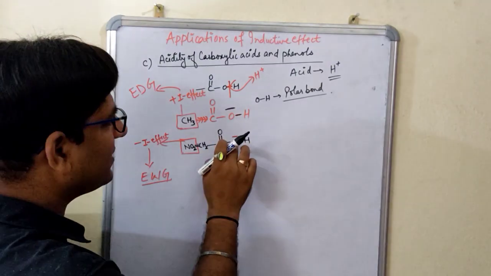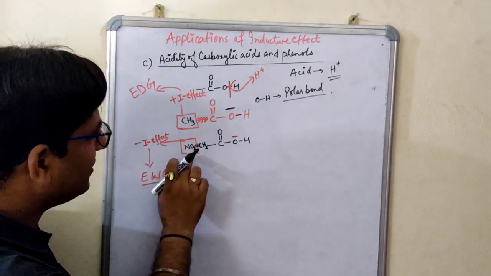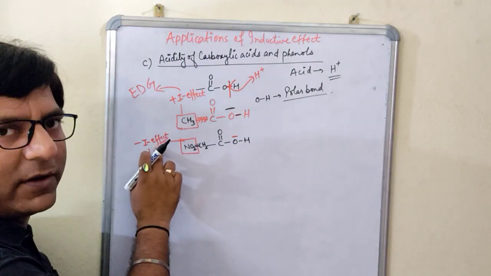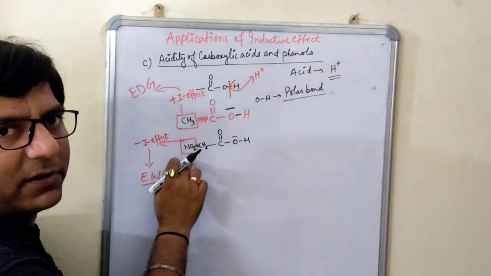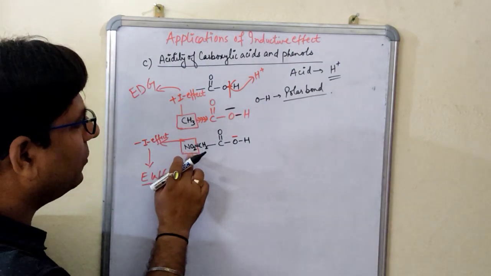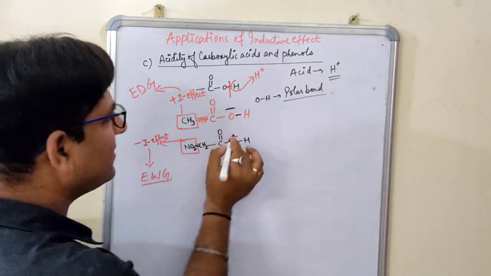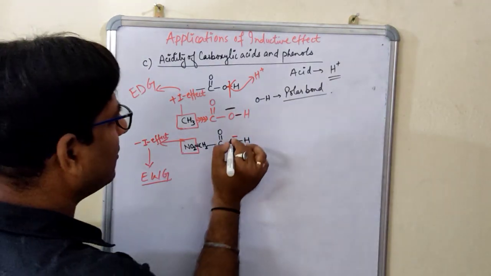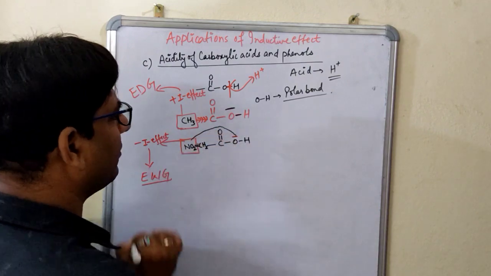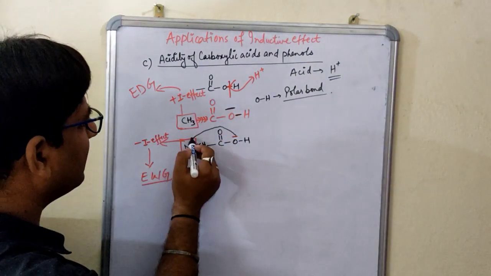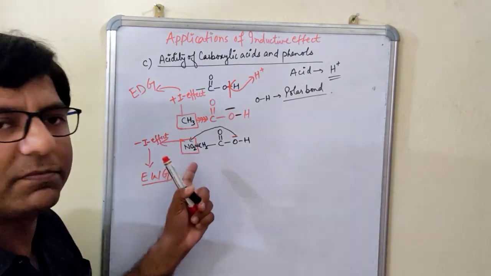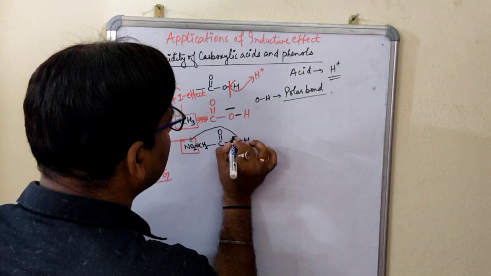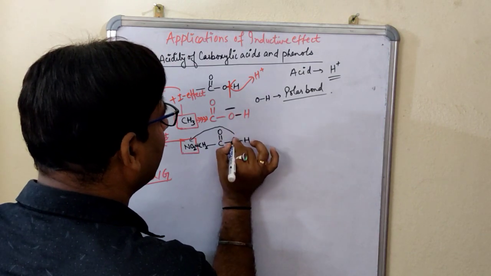Why? Because it was electron rich previously. Now because of this nitro group, it is also the powerful minus I effect, electron withdrawing group. So it will pull the electrons, and this negative charge means that is electron rich. Now the electrons are being pulled towards this nitrogen, this nitro group. So what will happen? Ultimately, the magnitude of this negative charge will decrease.